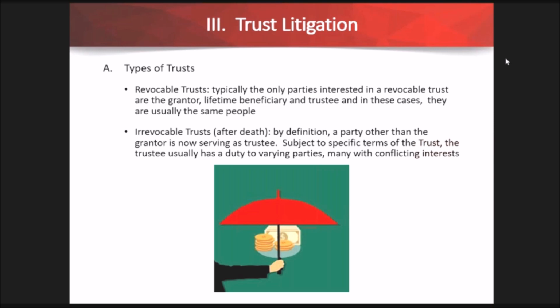There are two basic types of trust, in very general terms. You have your revocable trust. Revocable trusts are those that can be revoked at any time. Usually the grantor, the person who made the trust, keeps complete control. They're usually the lifetime beneficiary of that trust, they're usually the trustee, and they have complete discretion over that trust. Usually you're dealing with the same person in all those roles, so it doesn't really lend itself to trust litigation. Usually, someone's not going to sue themselves.